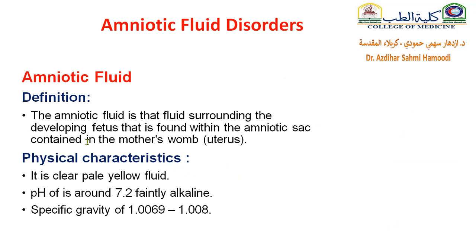What is the definition of amniotic fluid? Amniotic fluid is the fluid that surrounds the developing fetus and is found in the amniotic sac inside the uterus of the mother. What are the physical characteristics of amniotic fluid? It's a clear pale yellow fluid. Its pH is around 7.2, so it's faintly alkaline. The specific gravity of it is around 1.